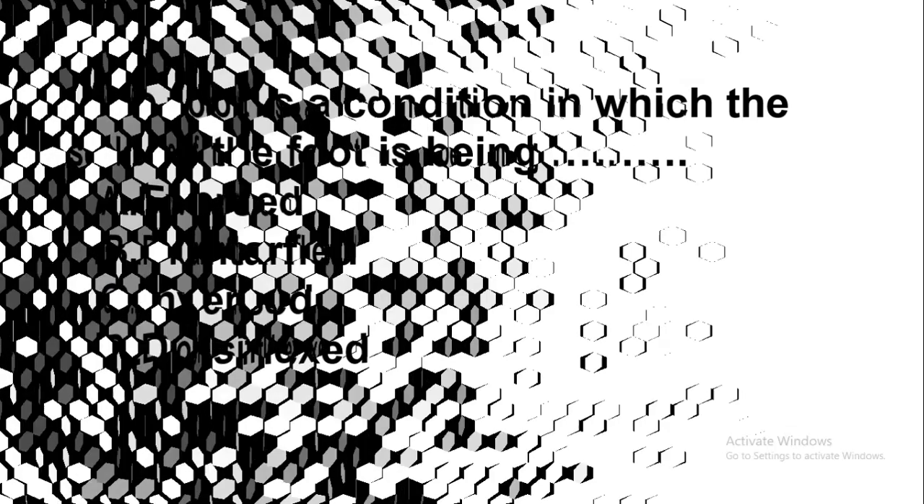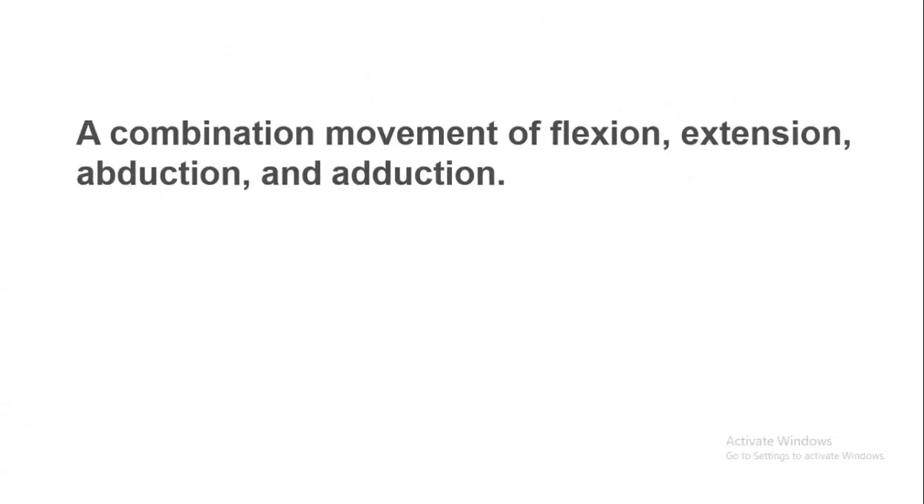Okay, let's quickly go to the next question. A combination movement of flexion, extension, abduction, adduction. Flexion is whereby you are moving away from the axis. Extension, you're about to move toward the axis. Abduction, you're moving away from the median line. Adduction, you're moving towards the median line.